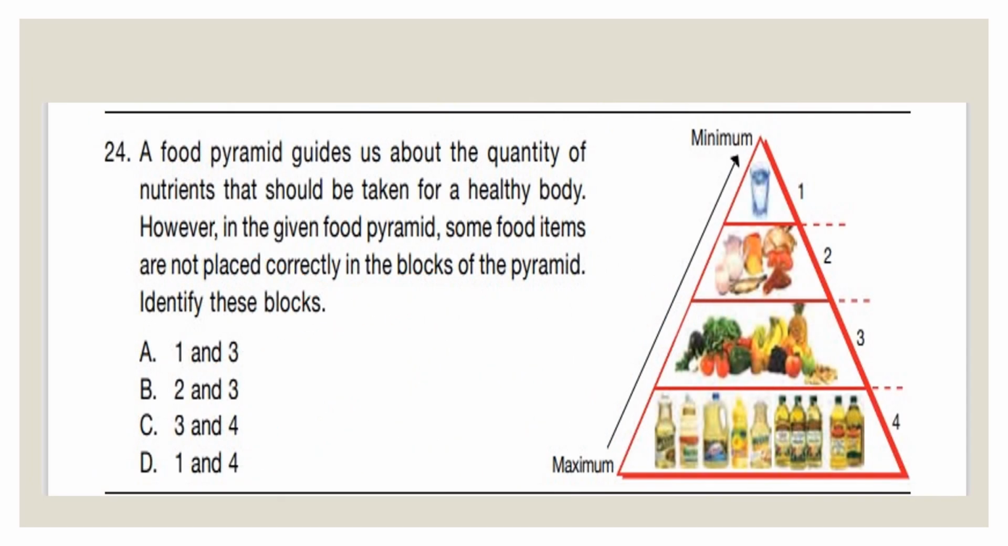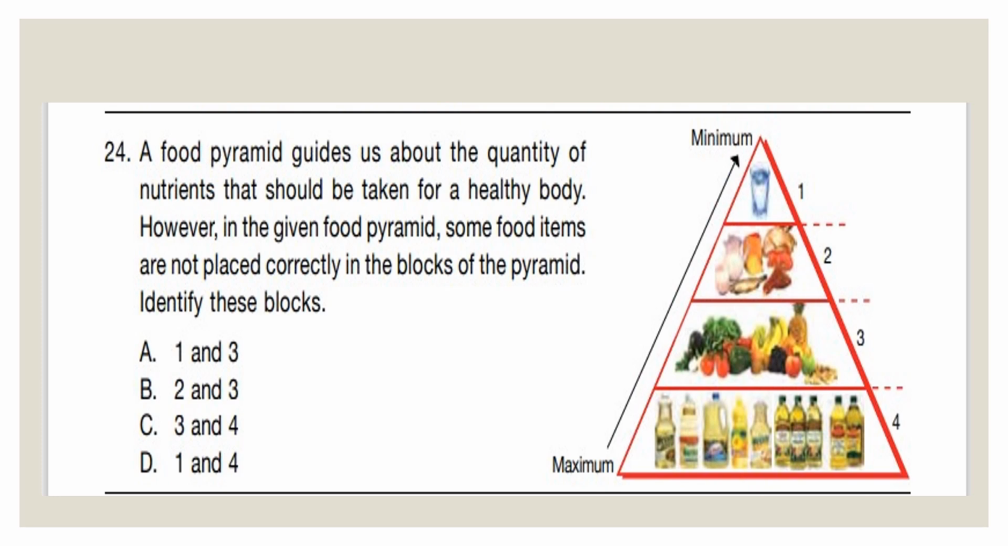Question number 24. A food pyramid guides us about the quantity of nutrients that should be taken for a healthy body. However, in the given food pyramid, some food items are not placed correctly in the blocks of the pyramid. Identify these blocks. Option A, 1 and 3. Option B, 2 and 3. Option C, 3 and 4. Option D, 1 and 4.